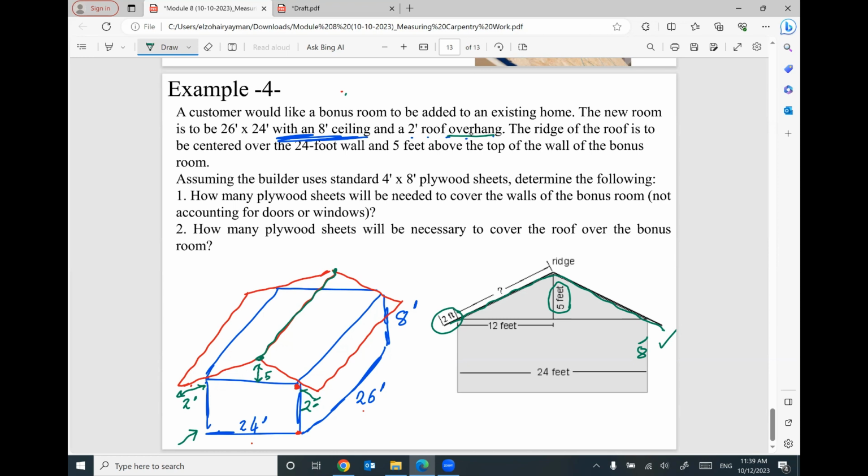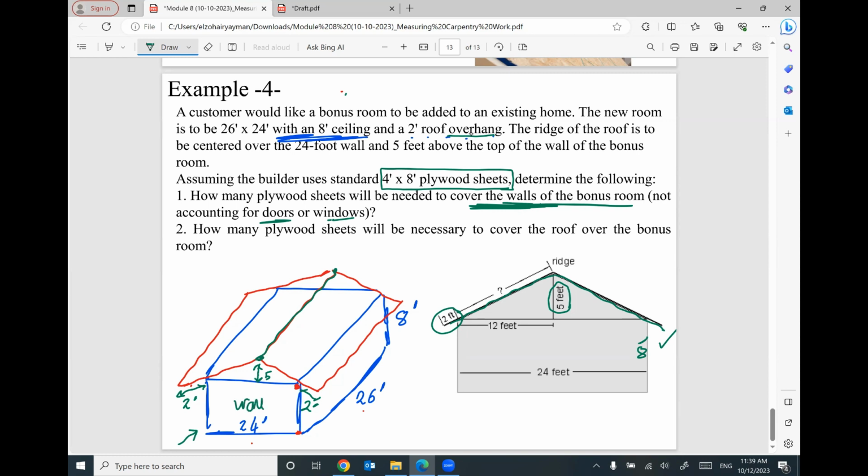Assuming the builder uses standard 4 feet by 8 feet plywood sheets, these sheets are available at Lowe's or Home Depot. We need to determine how many sheets we need to order to cover the walls. First, we need to start with the walls. We will not account for doors or windows because we are not given any information about them. Just to cover the walls.